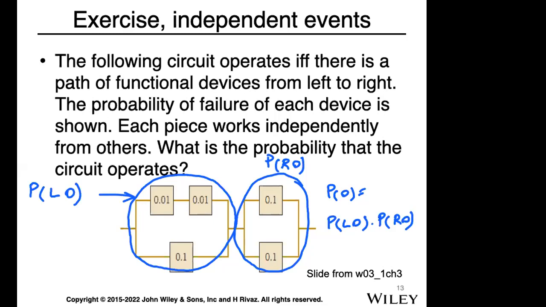So now I broke the problem into two smaller problems. All I need to do is to calculate this and this, right? So first, let's calculate the probability that the left part operates. Let's just remember these numbers, 1%, 1%, and 10%. So this is the left part: 0.01, and then another 0.01, and then 0.1.